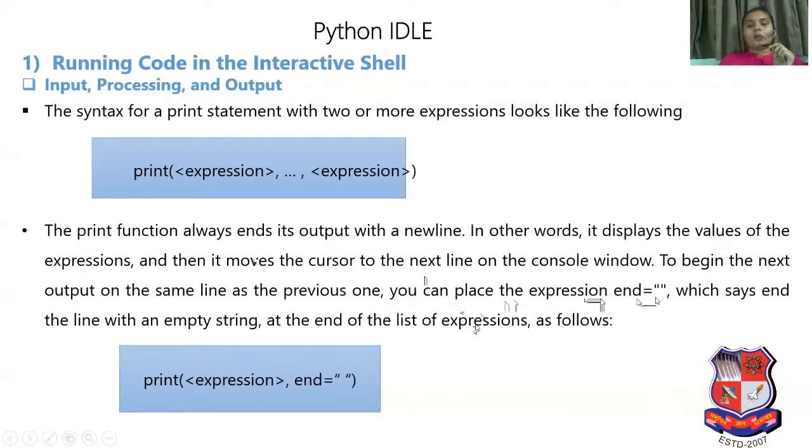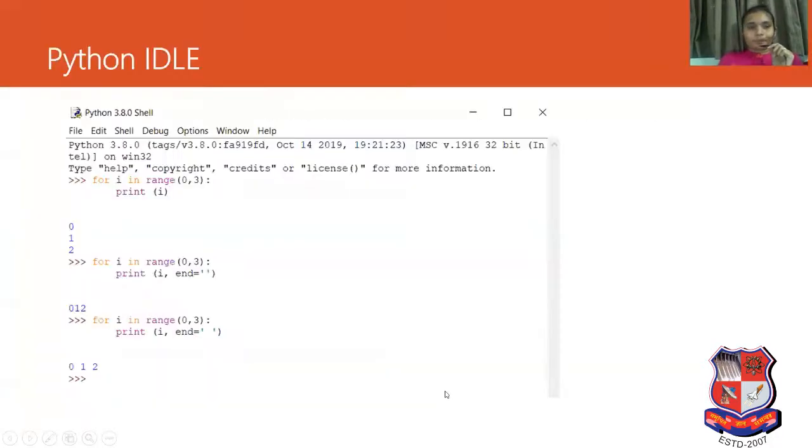To begin the next output on the same line as the previous one, you can replace the new line at the end of the list of expressions with an empty string, using end equal to double quotes, as follows. If I'm not going to use this option, end equal to double quotes, then this print statement will end with a new line, that is, a slash n. But if I want another print statement to also be displayed on the same line, then we need to write this particular expression.